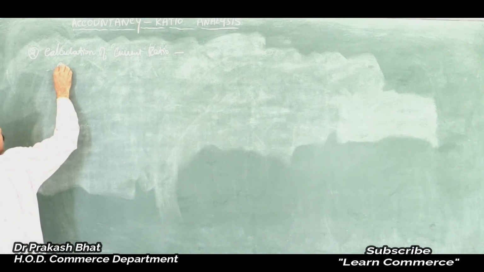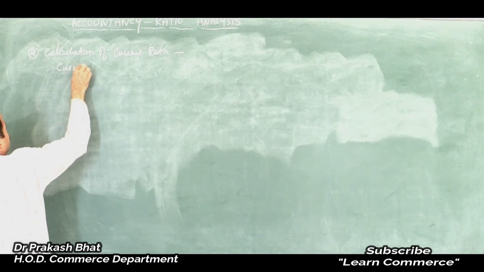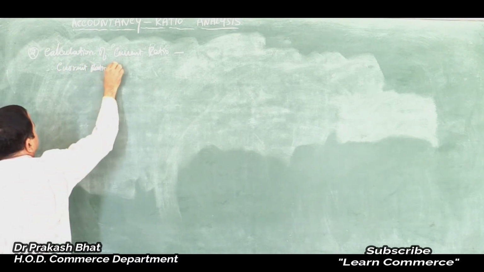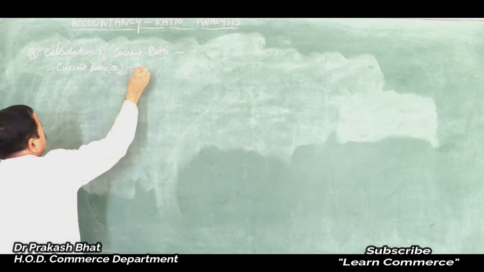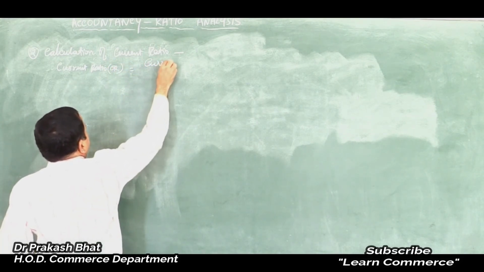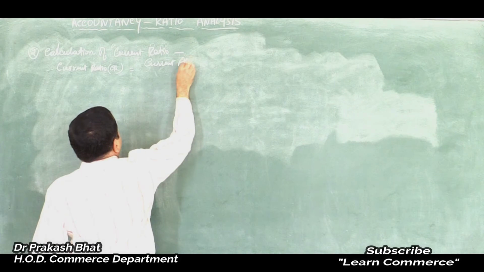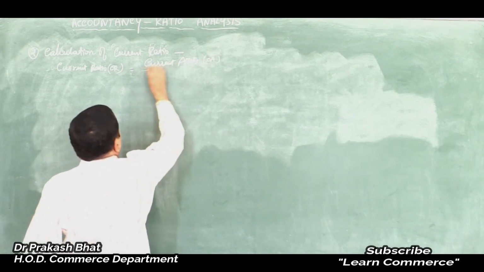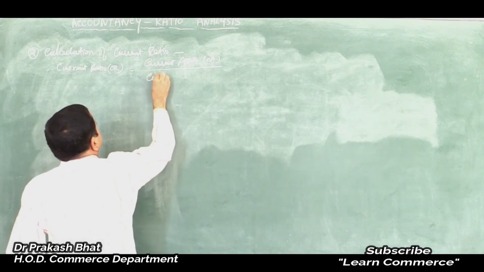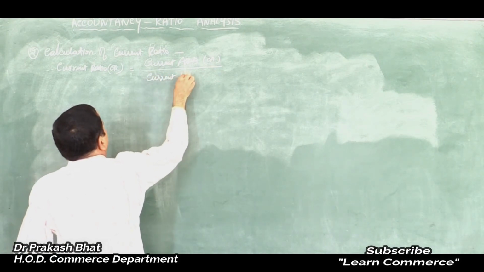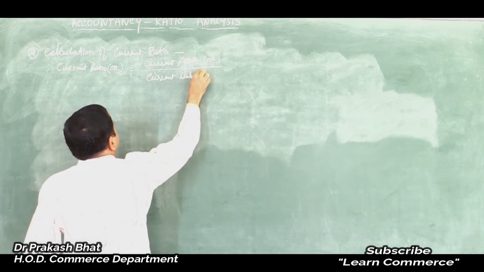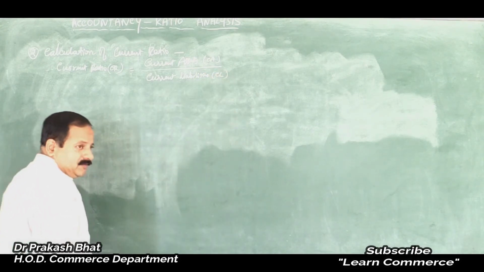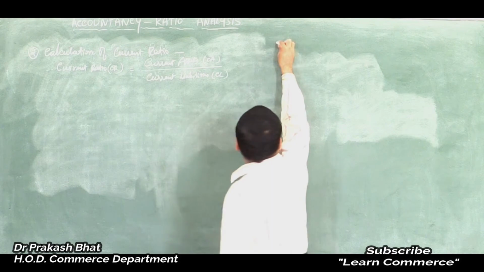Current ratio is equal to current ratio. I told you, write within bracket what? CR, isn't it? Is equal to current assets, CA, divided by current liabilities, CL, right? Now, given. What is given in the problem?